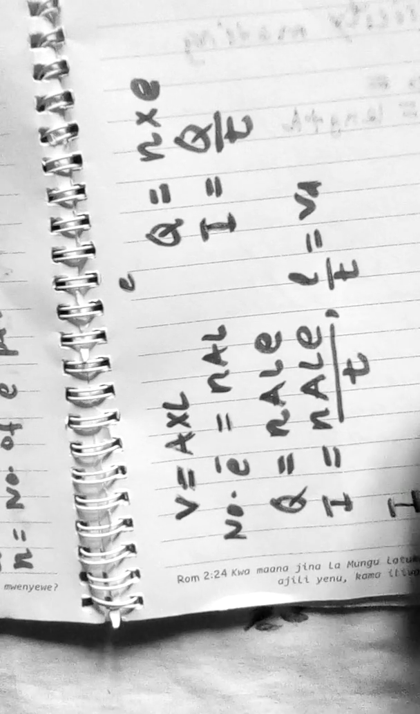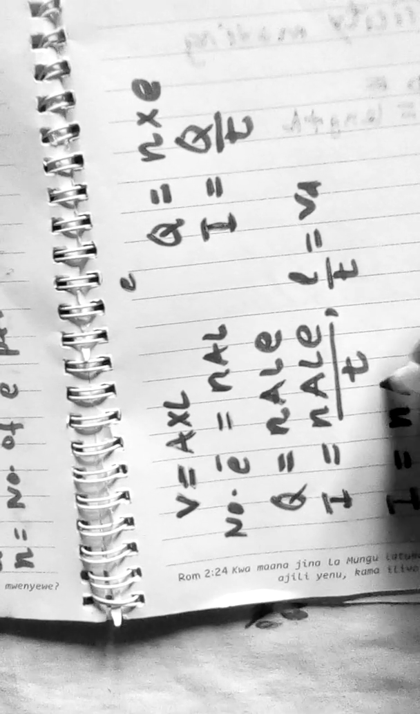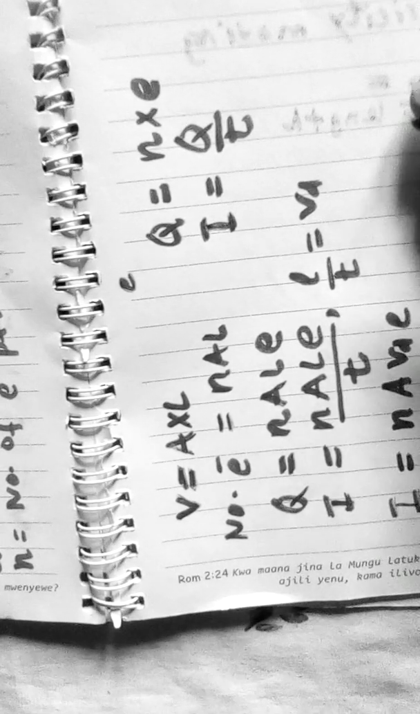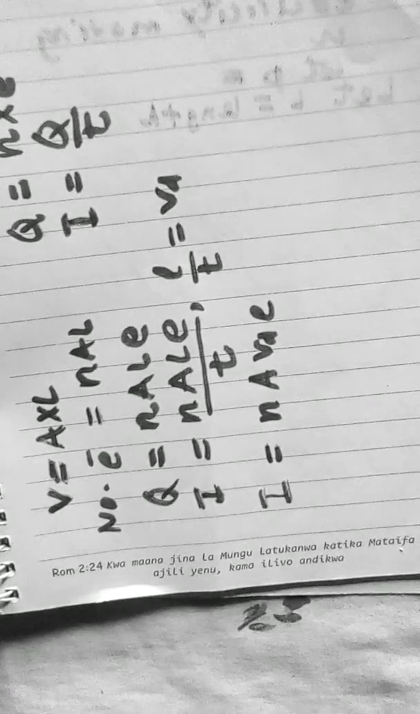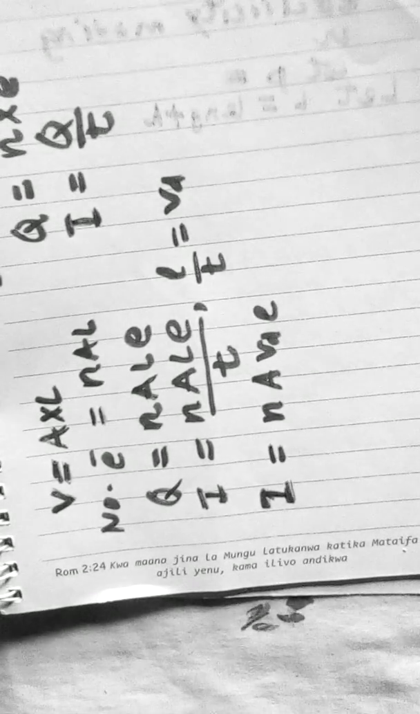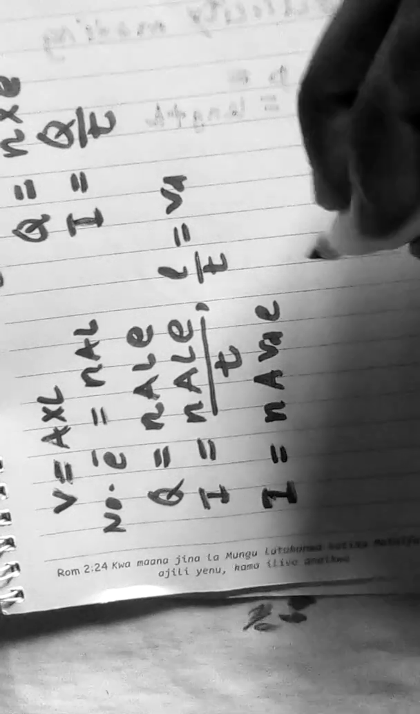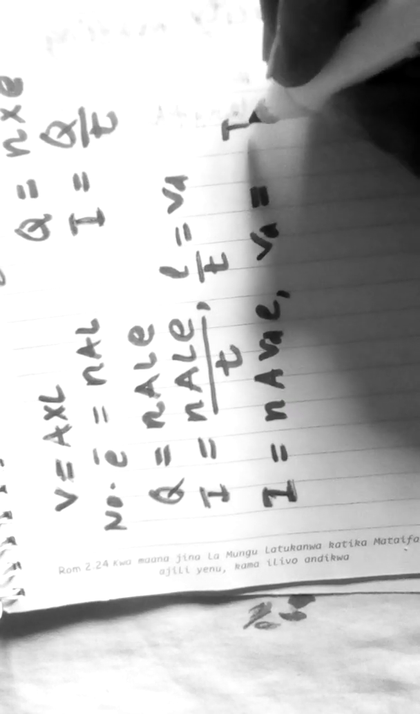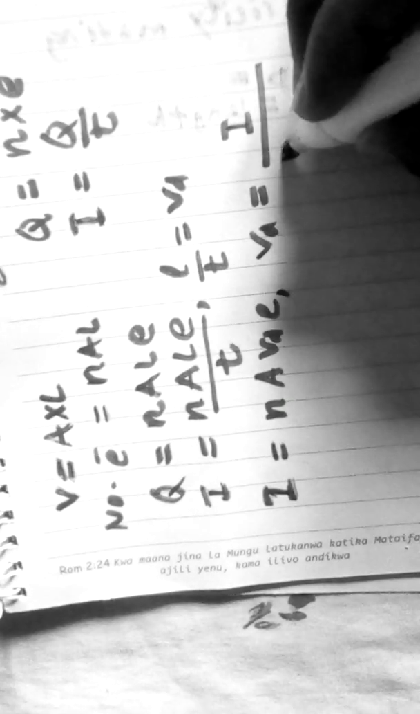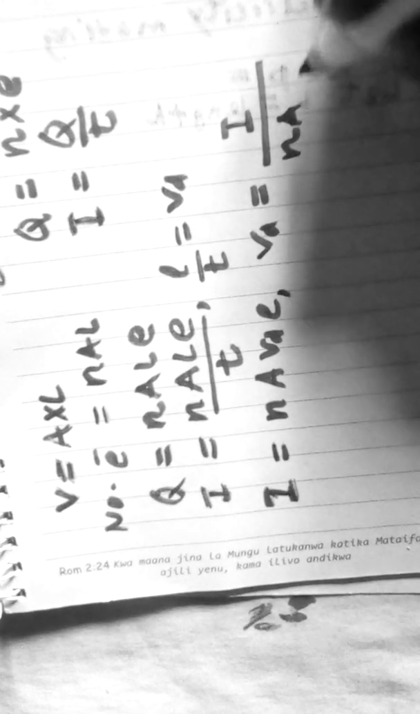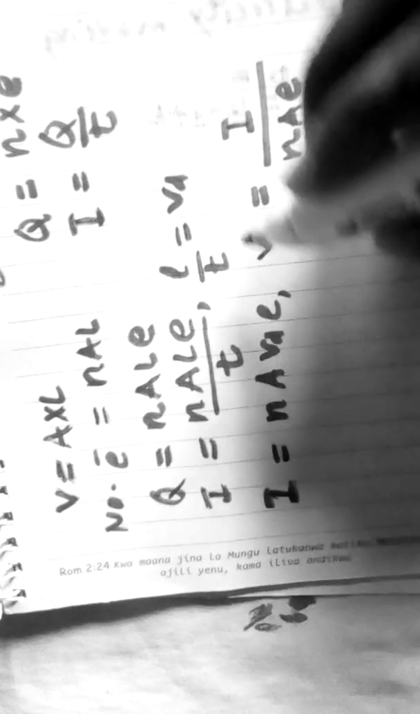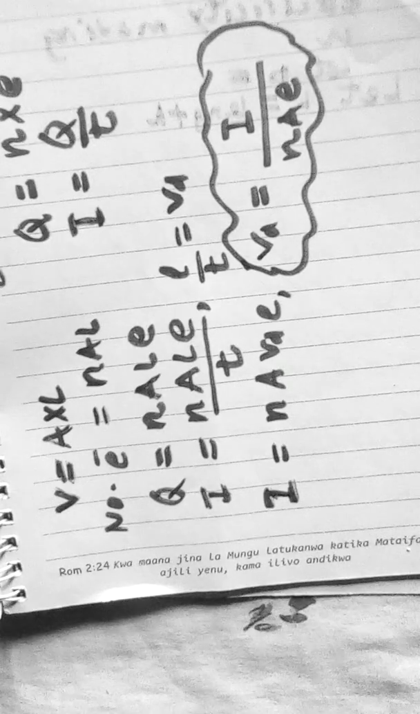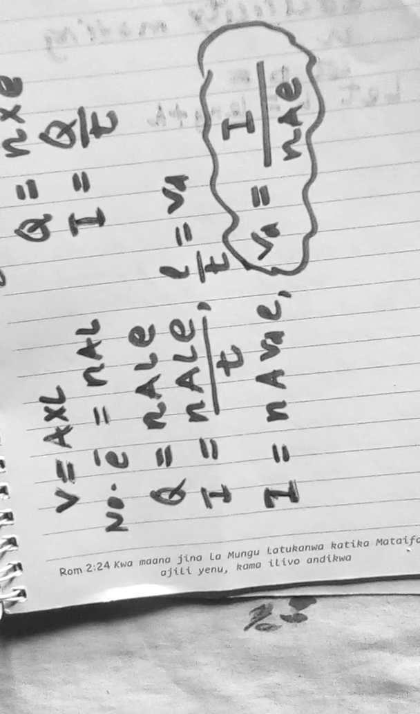So I is basically N times A times Vd times E. Now you can see that the formula is being simplified. So we can just make Vd the subject since this is what you're interested in. So Vd is nothing but I over N times A times E. So this is the drift velocity of electrons, and this is the formula that you can use.